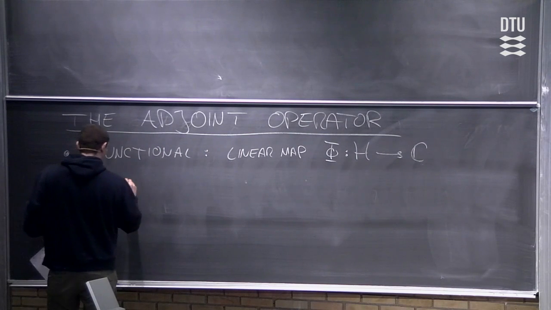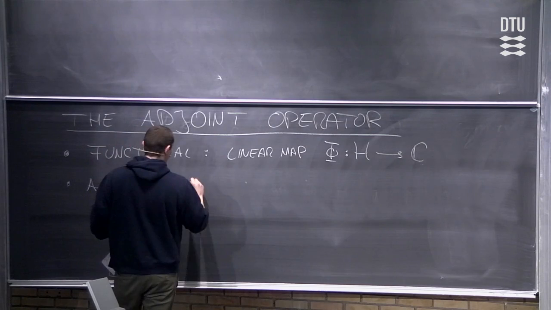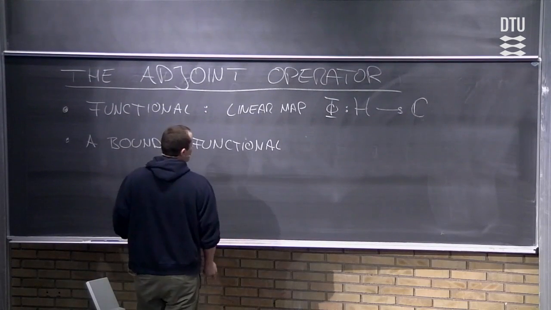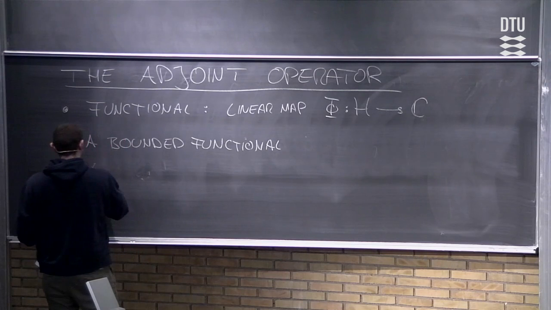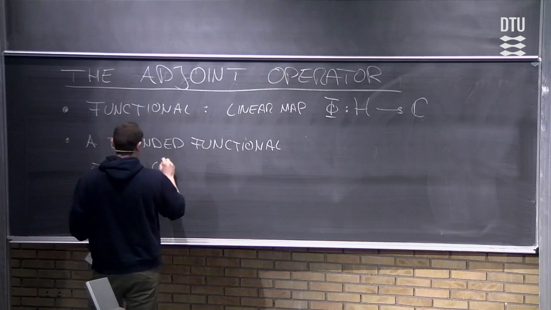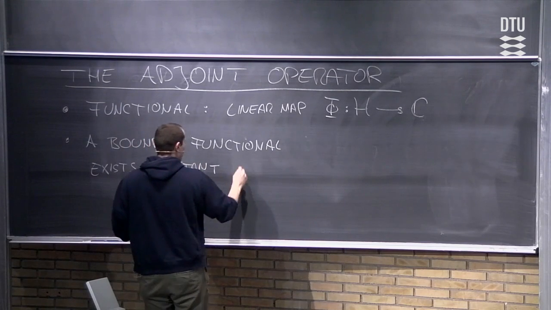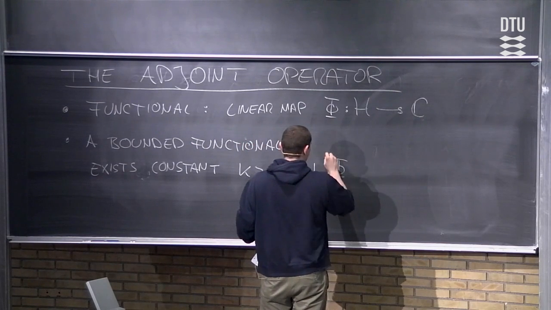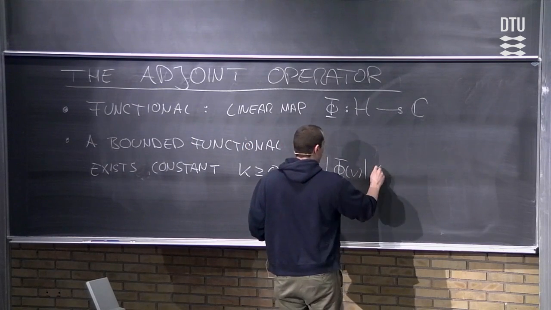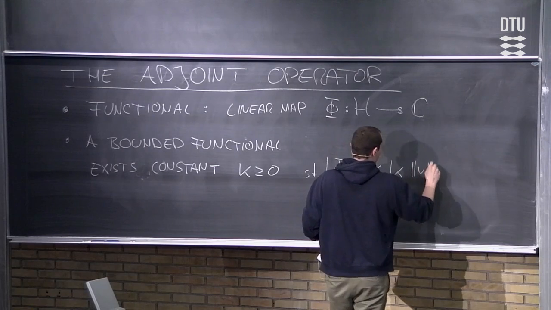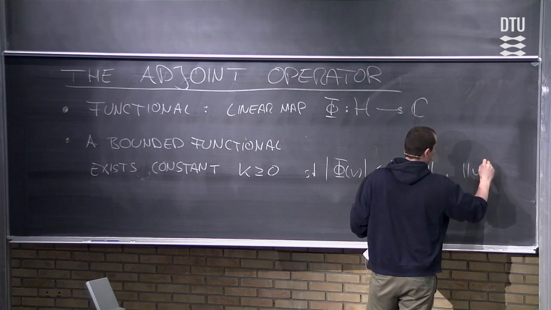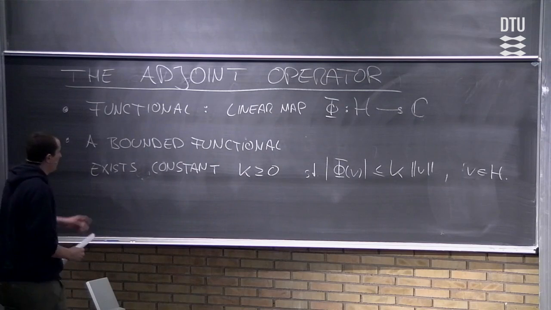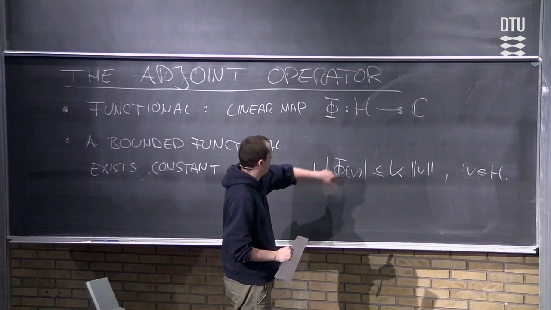Then we have, by definition of boundedness, that a bounded functional is a functional such that there exists a constant, let's call it k, greater or equal than 0, such that the absolute value of phi evaluated at some vector v is less or equal than a constant times the norm of v. And this should hold for all v in our Hilbert space. This follows simply by definition of boundedness, where we have used here that the norm on the complex numbers is just the absolute value.